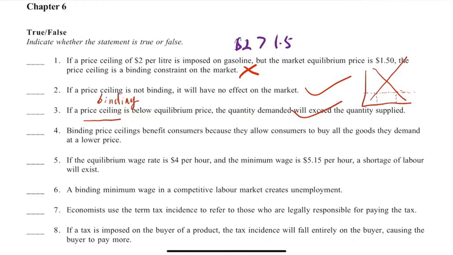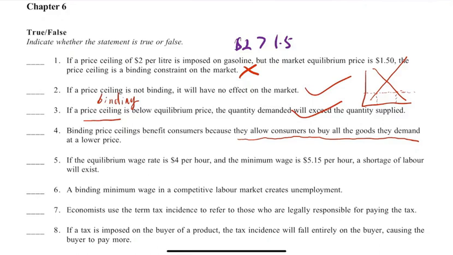Binding price ceilings benefit consumers because they allow consumers to buy all goods they demand at a lower price. Well, this is actually not correct, because it says consumers can buy all the goods they demand. They cannot buy all the goods, because we have learned that, just from problem 3, right?